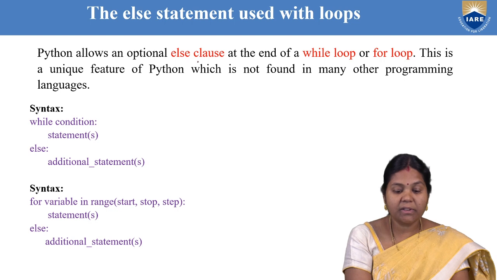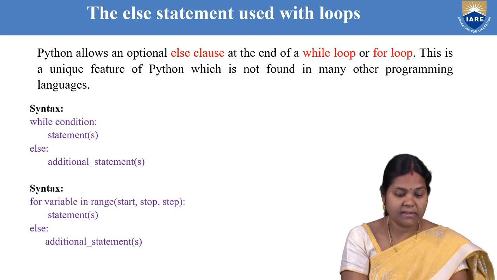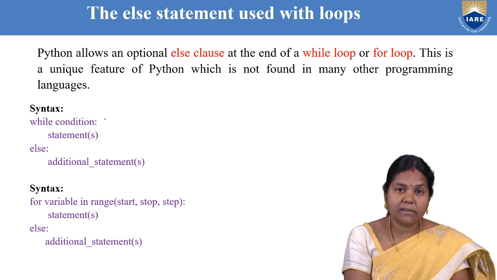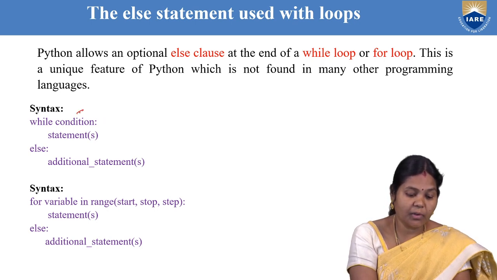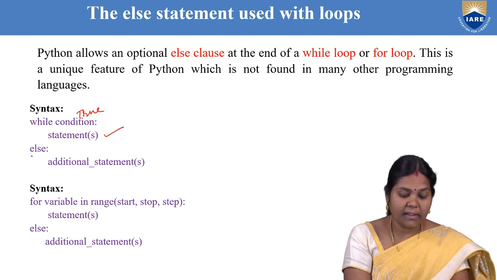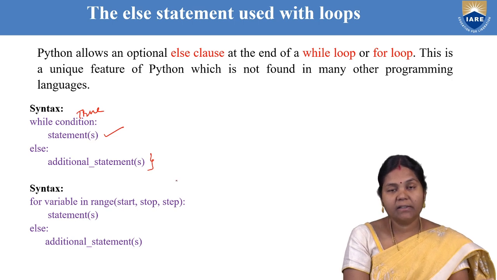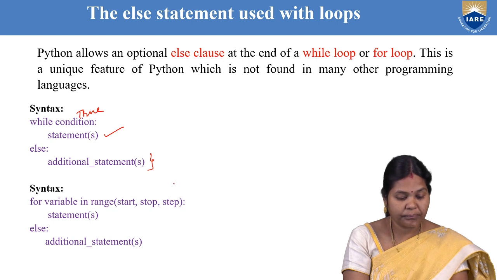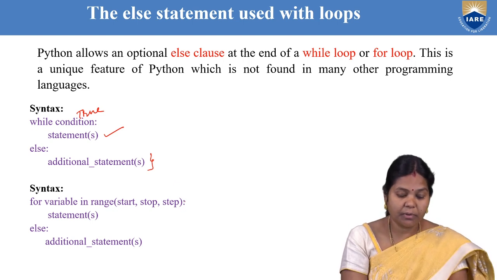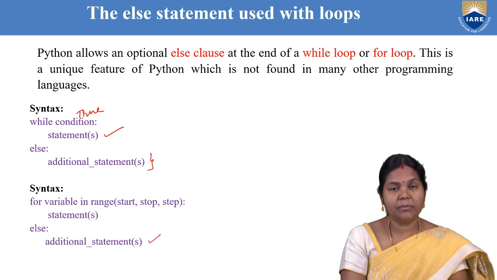Python allows an optional else clause at the end of the for loop or while loop. Let us see the syntax. While condition: if the condition is true, then the block of statements is executed. If the condition becomes false, then another block of statements is executed. So just like the simple if else statement, you can write the else statement as a part of the loop. Similarly in a for loop also an else part can be added. This is a unique feature which is available in Python.